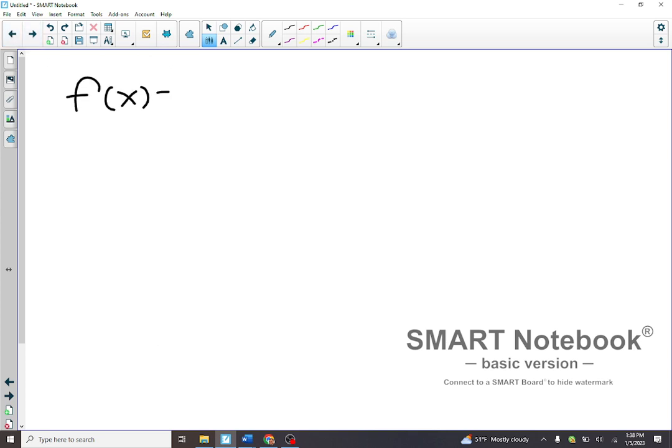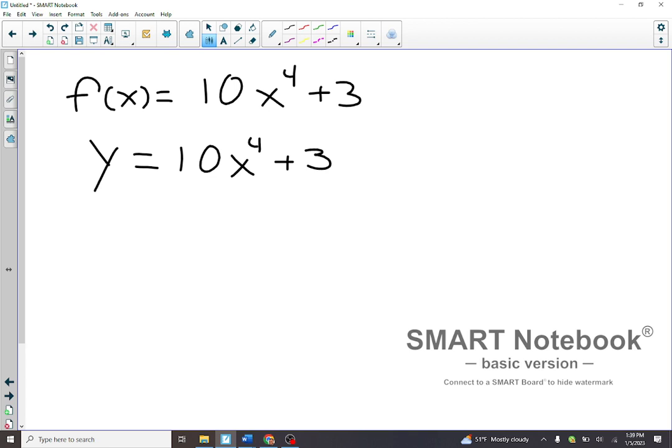F of x equals 10 x to the 4th plus 3. Let's stop talking. So for this one, let me try my best to invert it, but there's going to be something weird that happens with this. This is still an inverse, but there's something weird that happens here.